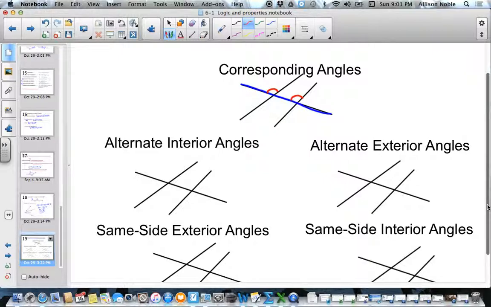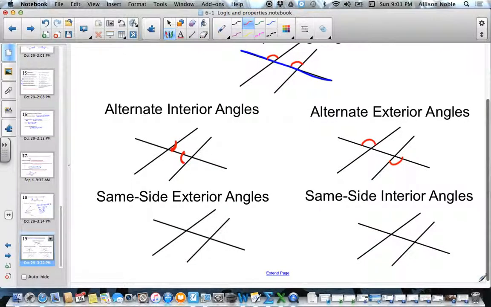So with alternate interior angles, that means that it's on the inside of the two lines and alternating sides of the transversal. So those would be alternate interior angles. Alternate exterior angles are on the outside of the two lines that alternate on the side of the transversal. Same side exterior would be on the same side, and same side interior would be on the inside. So we'll get to really more of this later.